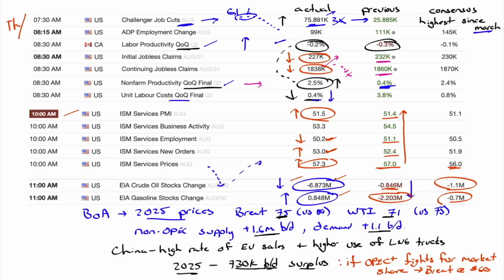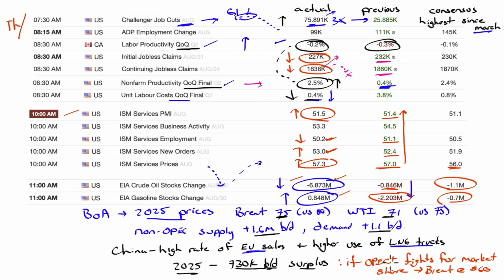China, they point to as a bit of an issue here. A high rate of EV sales and higher use of LNG trucks does lower the demand for oil and gas, and do suggest that we have seen peak gasoline demand in China, that it will only decrease from here.